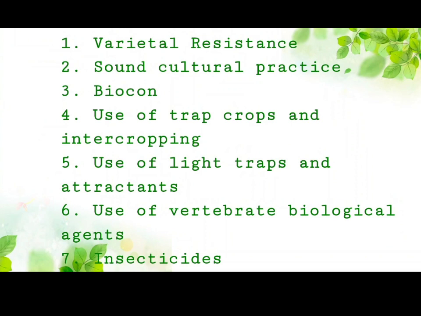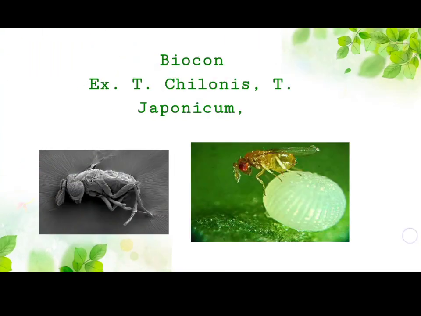Use of vertebrate biological agents. Examples are dogs against golden apple snail and weeds. And biocon. It is the use of natural parasites or predators and parasites against pests. Examples are Trichogramma chelonis against cotton bollworm and Trichogramma japonicum against rice stem borers.